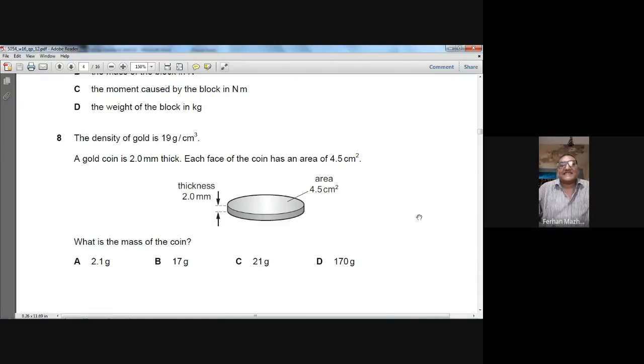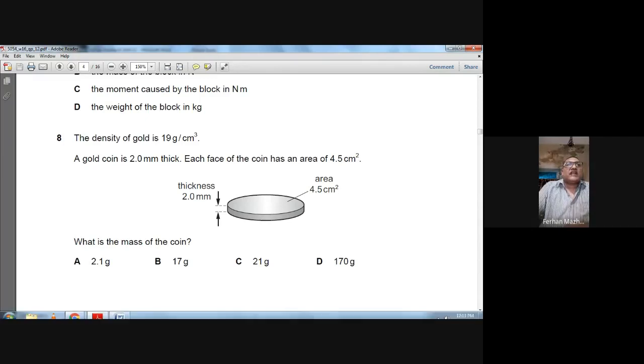The units are not consistent with each other, so we can convert the 2 millimeter into centimeter. How do you convert it? You divide 2 millimeter by 10 and it will be converted into centimeter. Then you can use the formula that the volume of the coin is equal to cross-sectional area multiplied by thickness. Once you get the volume of the coin, and the density of the coin is also given, you see the formula for the density is mass divided by volume. If you want to find out the mass, the formula will become density multiplied by volume. You just multiply the density, which is gram per cubic centimeter, with the volume, and you will get the mass.